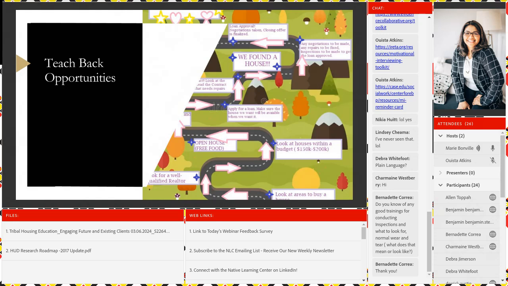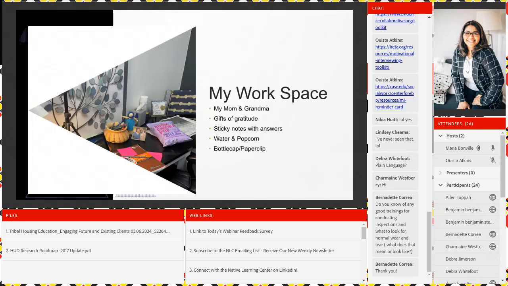And then lastly, I love this homeownership map because when we were done with class, I asked folks to just kind of map it out for me. What did they use, or what did they take away from the class, and how would they use it? And I had a client actually create an actual map, which I thought was cool. So it was just neat that someone took the time to be more creative.